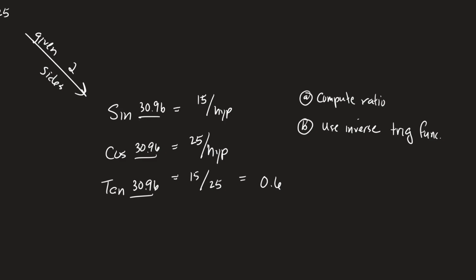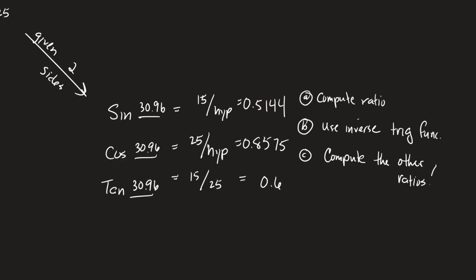So now, compute the other ratios. I'm just going to compute the other ratios. So I'm going to take cosine of 30.96. Find out that my ratio is 0.8575. And now I'm going to do the sine of 30.96. I find that ratio is 0.5144. So I've computed the other ratios.